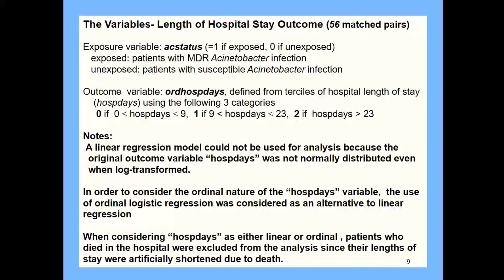0 if the number of hospital days was between 0 and 9, 1 if it was more than 9 and less than or equal to 23, and 2 otherwise. Those are the 3 ordinal categories: 0, 1, 2. Those values are ordered, right? Because 1 means they stayed longer than 0, and 2 means they stayed longer than 1. So the outcome variable is an ordered outcome variable, okay?